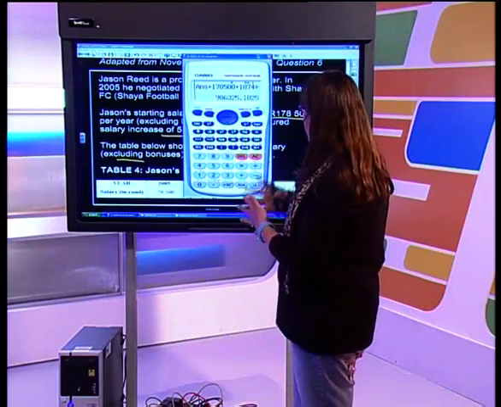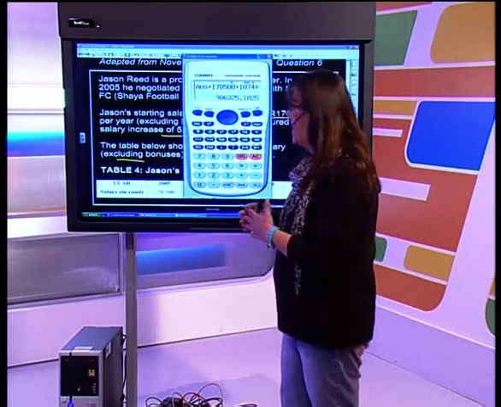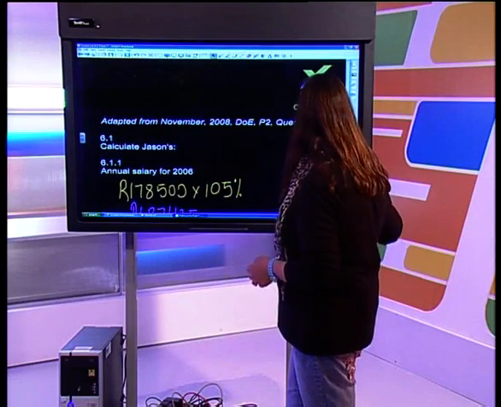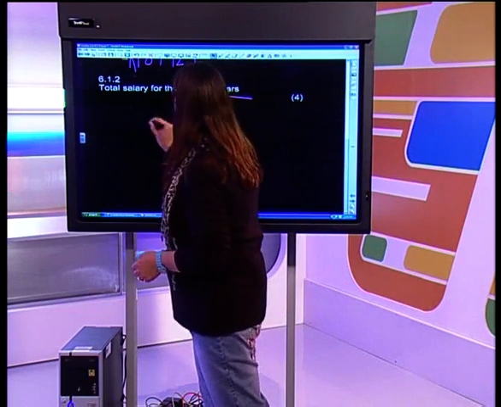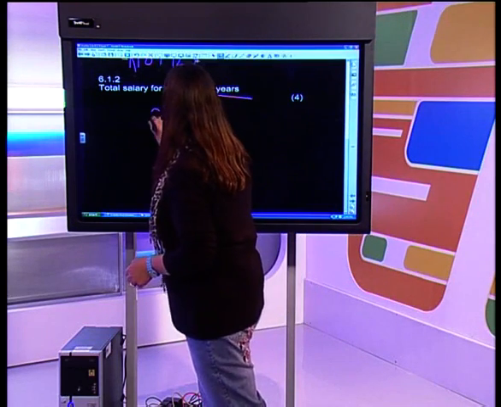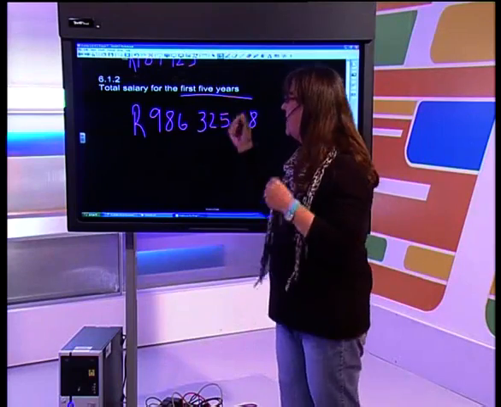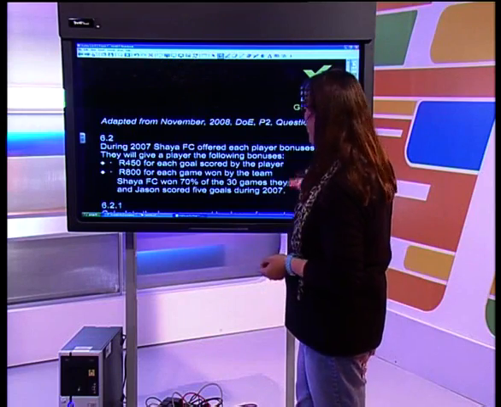986,325 rand and 18 cents is what he earned in 5 years. So let's give our answer. And I'm hoping Katlego wrote that down. Yes, I did. So it was 986,325.18. And that is rands. So he earned in 5 years nearly R1 million. Yeah, definitely think football was the way to go.